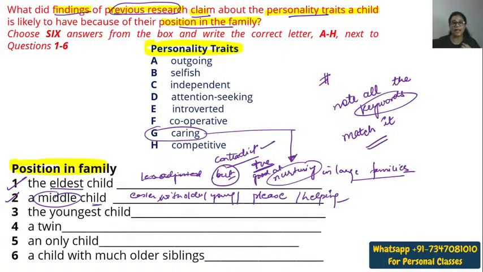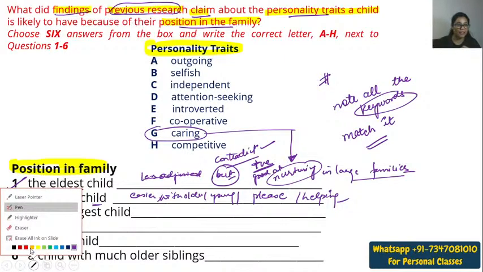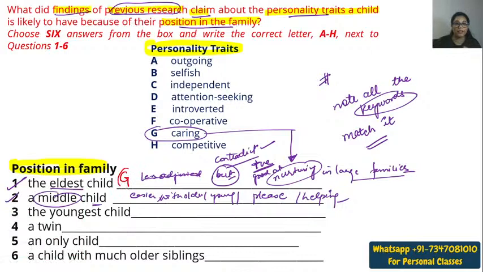So I can clearly write that the answer for eldest child will be G. Correct? So this is how you're going to solve your answers correctly. In this way you won't make it incorrect. You can be exactly 100% sure your answer will be correct if you write these keywords. Okay? So first is G.